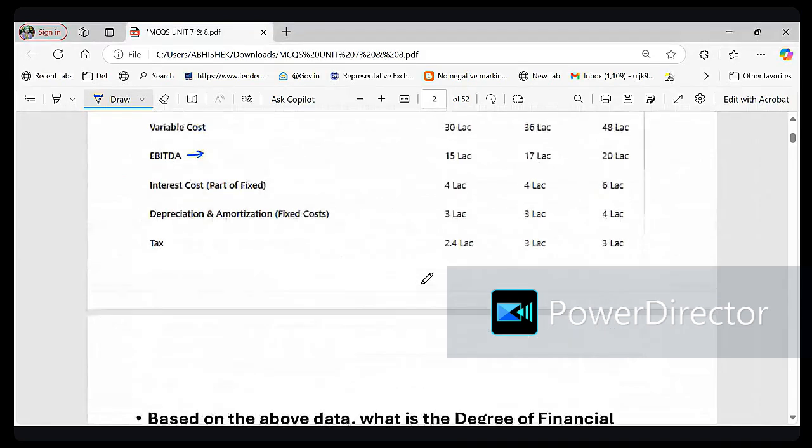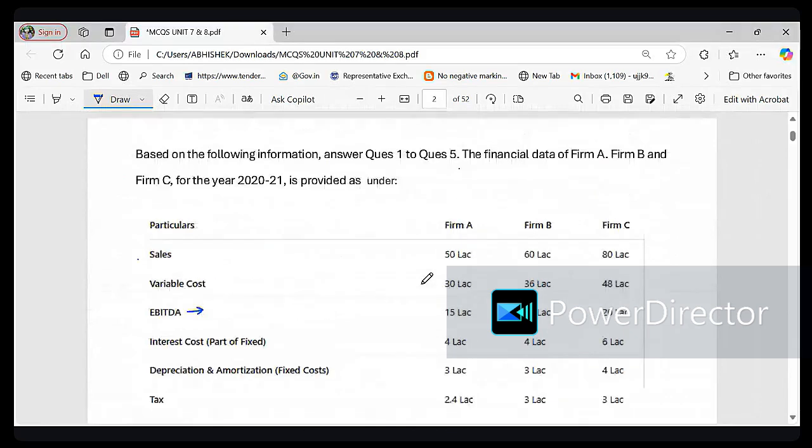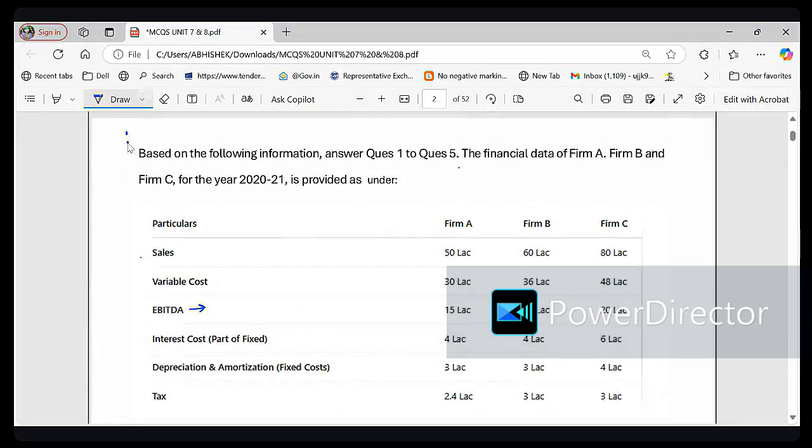Let me again come back to this slide. Everything we will do on this slide. Now friends, you know what is the meaning of DFL? Let me explain a little bit about this DFL. So DFL means degree of financial leverage.